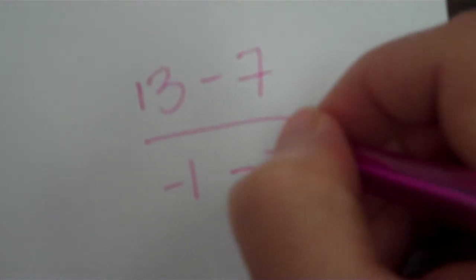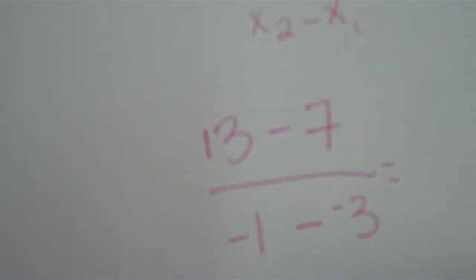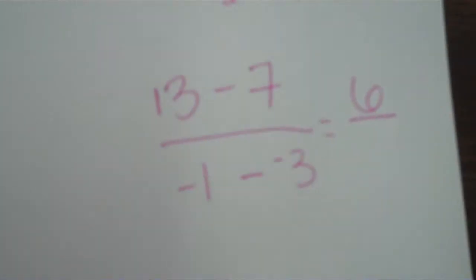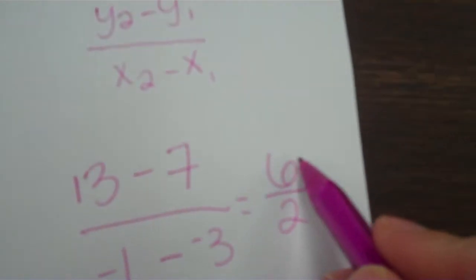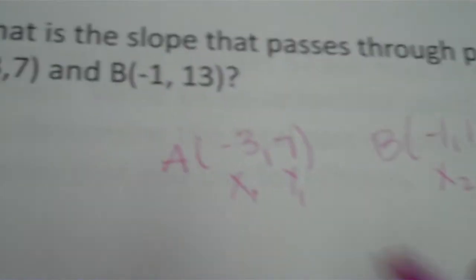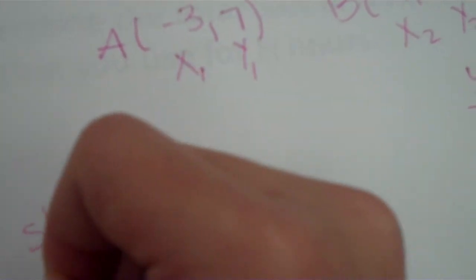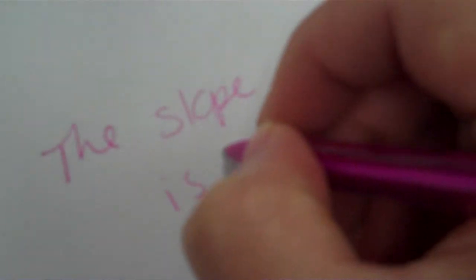Real quickly, a lot of y'all, even if it's negative, you're just putting minus 3, but that's a negative 3. You need to write negative 3, like that. Okay? 13 minus 7, I'll just tell you is 6. Negative 1 minus negative 3, I could tell you, but I just want to show you. Negative 1 minus negative 3 is a positive 2. And then 6 divided by 2 is just 3. So I'm going to put the slope is 3. You can't see what I'm writing. The slope is 3.